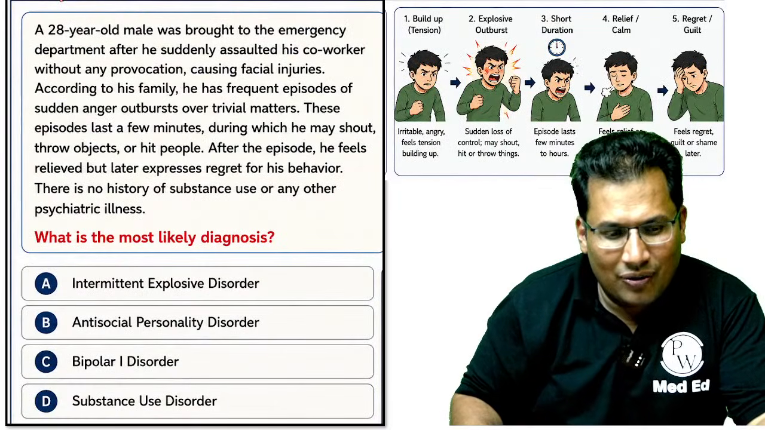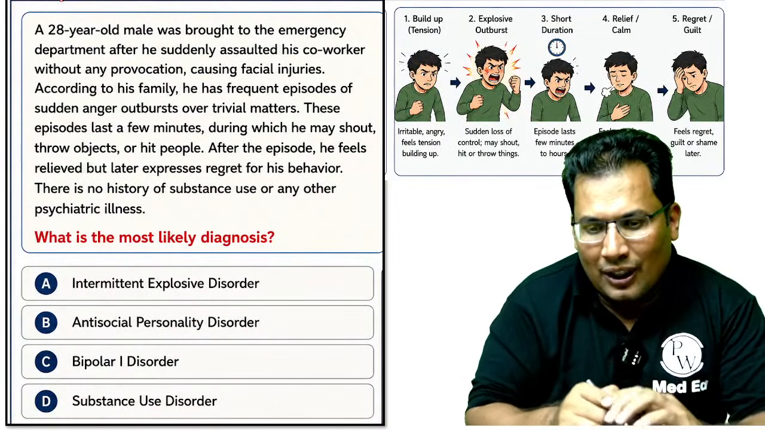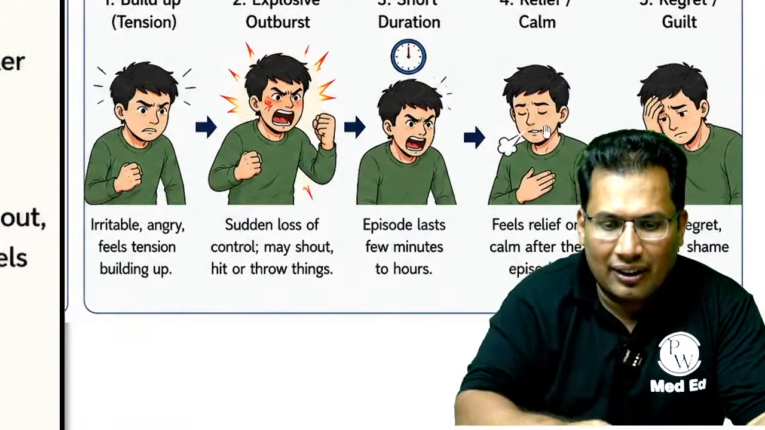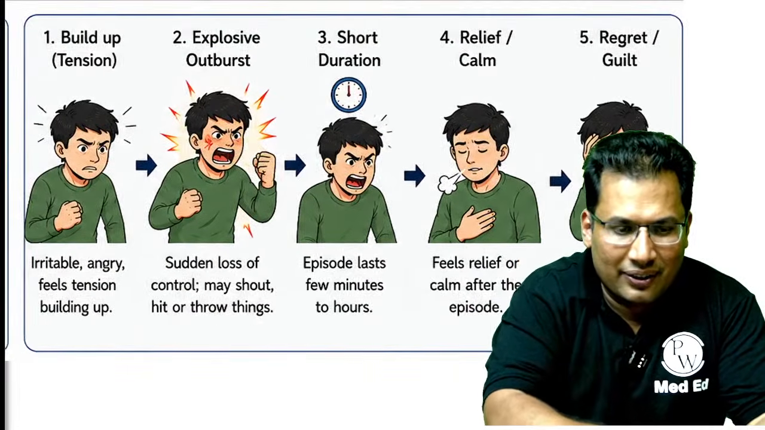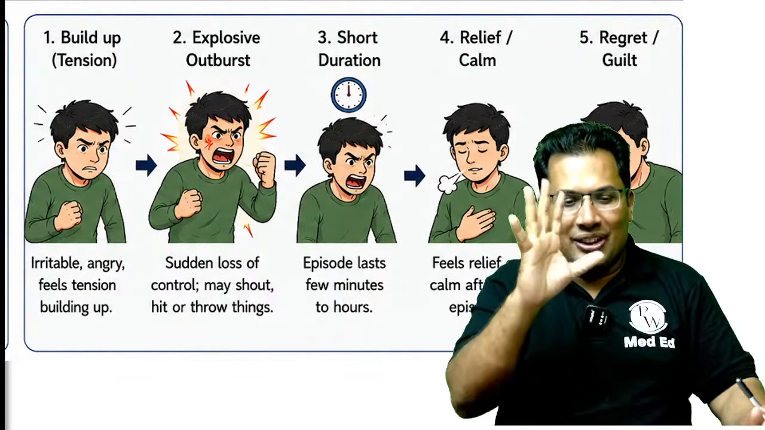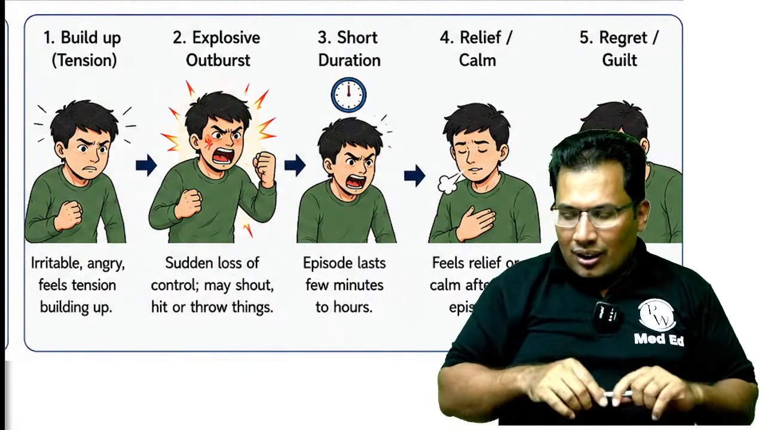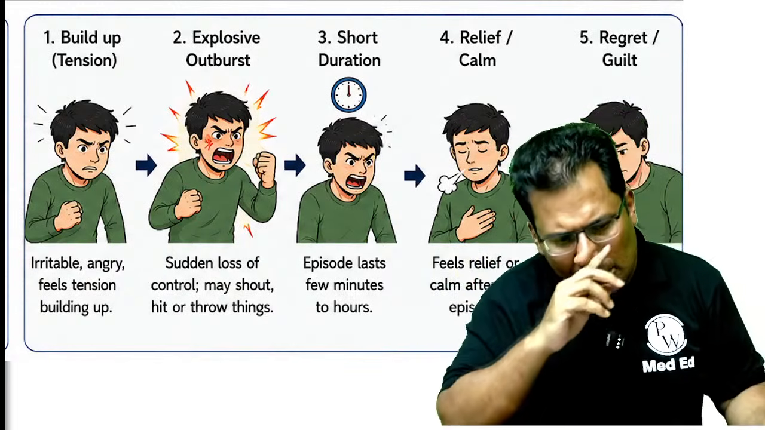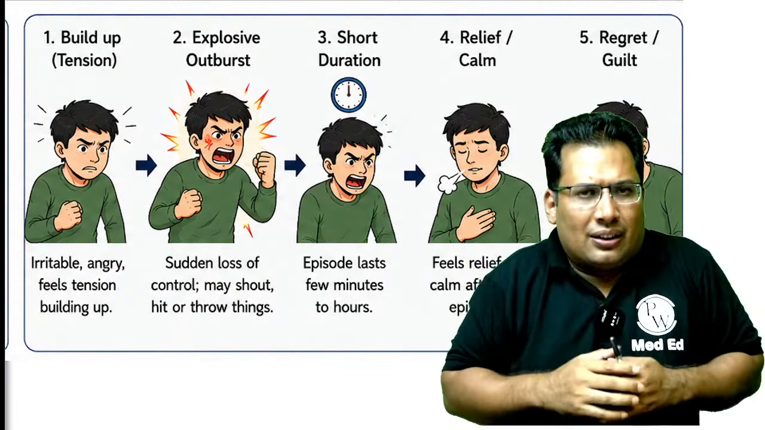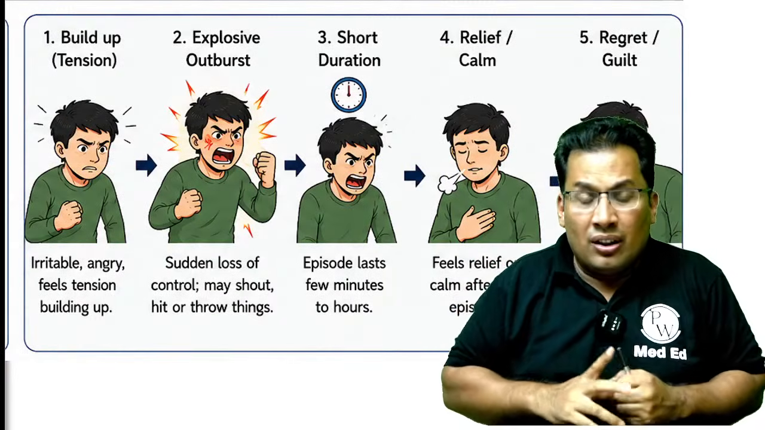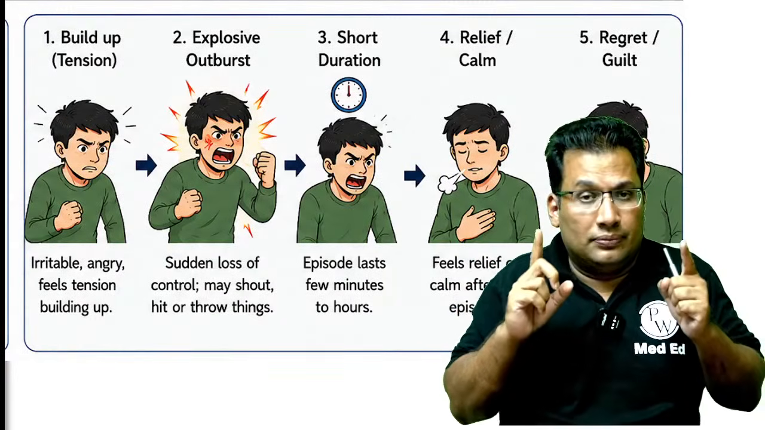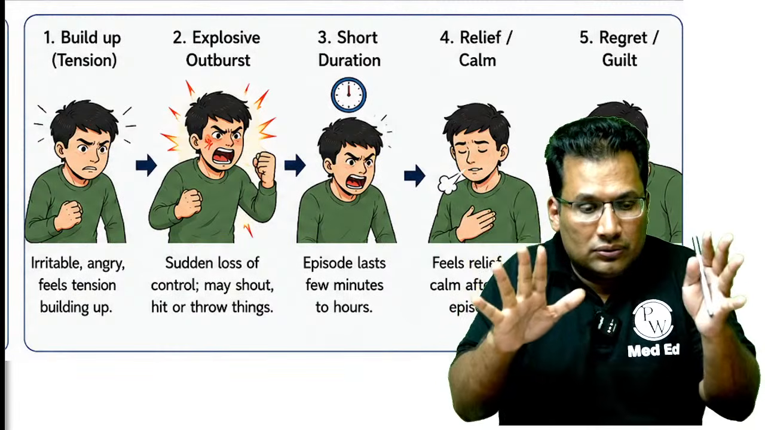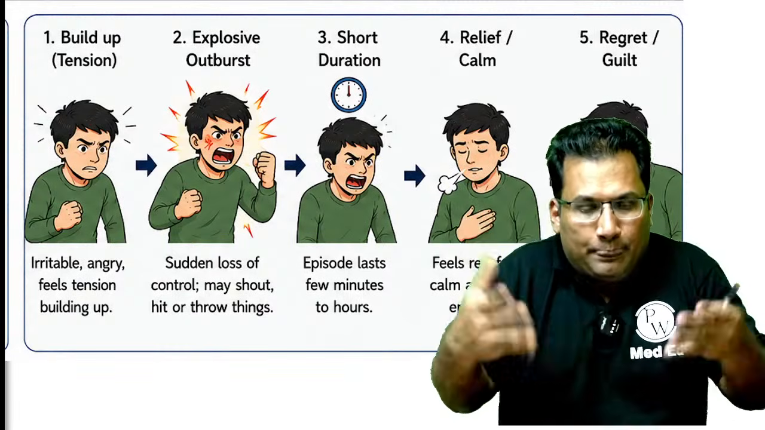Now this is a very interesting question. All of you look at this. This is something interesting I felt. Look at this. This is also an impulse disorder. Usually common in males, can be seen in females also. There is some tension, a build up of tension. That person becomes irritable, very irritable, angry, feels tension building up.